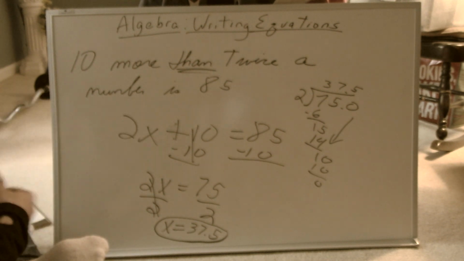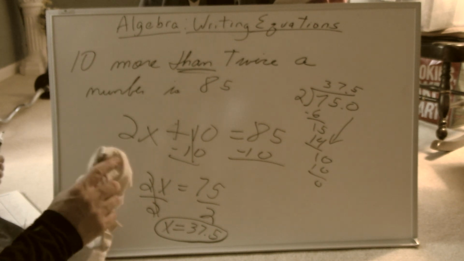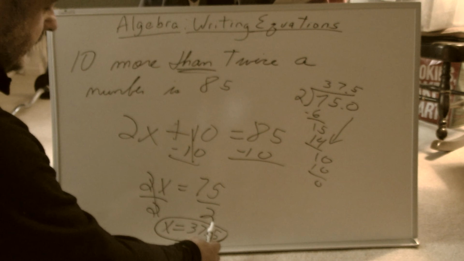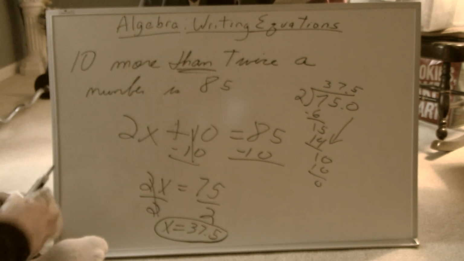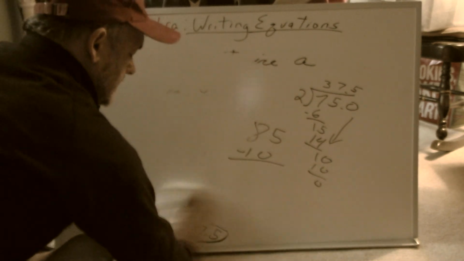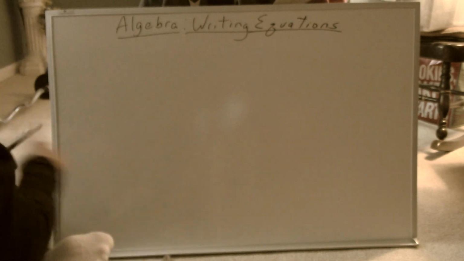Students will look at that and say, oh, it must be wrong. No, it doesn't have to be wrong, because we did everything right. We subtracted the 10, we got 75. We divided 2 into the 75, which is 37.5. All right, we'll do one more and then we'll call it a day. And we'll have other videos to work all this out.